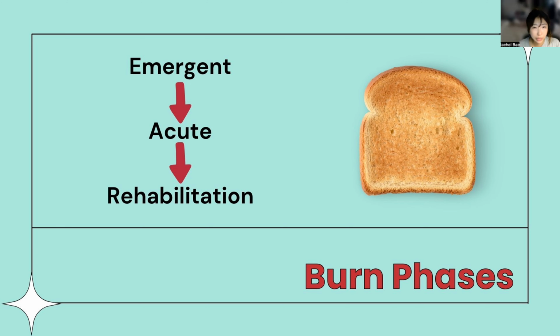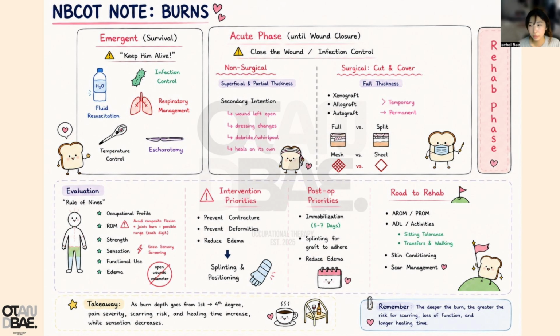So instead of memorizing 3 phases, I want you to remember one question. What is the biggest priority right now? Every phase has a different answer. So let's start with the emergent phase. This begins immediately after the burn injury and typically lasts until the client is medically stabilized.